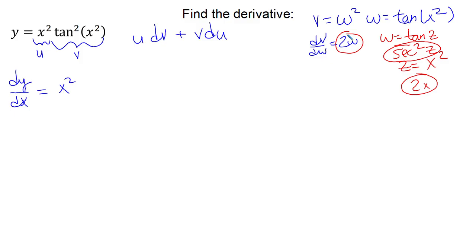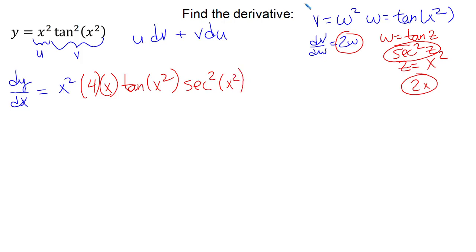So that's going to give us a 4 with the 2 times the 2. And it's also going to give us an x, right? And then it's also going to give us a w, and our w is tangent of x squared. And it's also going to give us a secant squared of z, right? And so that's a secant squared of x squared.